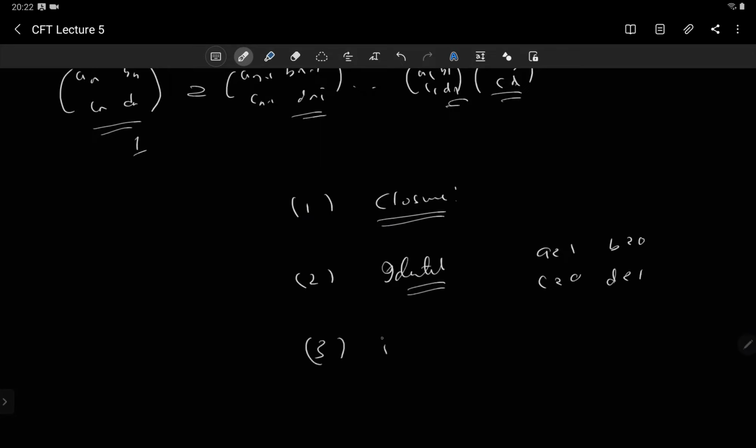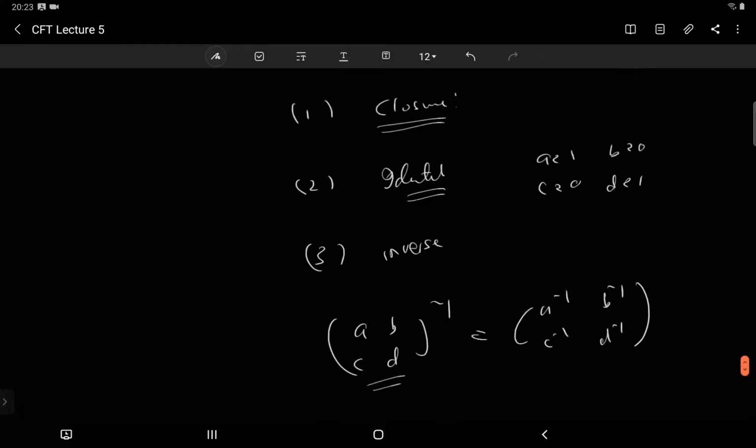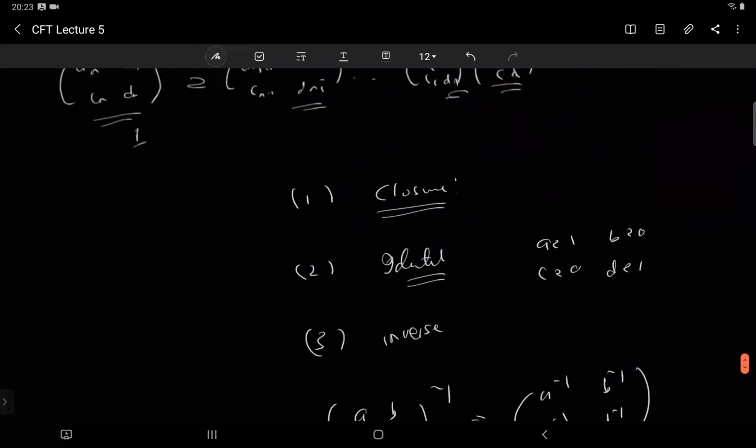And the third is we have to check the inverse. Well, how do you check the inverse? Inverse is simple. From what we said right now, we just take A, B, C, D and take the inverse of that matrix. Because the determinant is +1, the inverse exists, and so this is the inverse matrix. Okay, so all of them exist. Closure exists, identity exists, inverse exists, so it's a group.